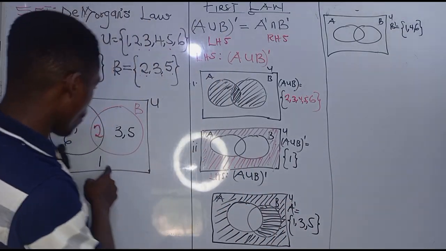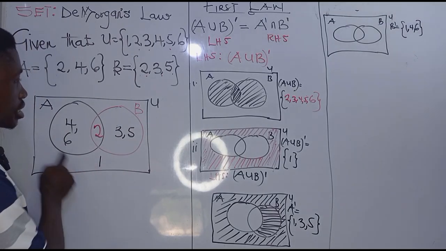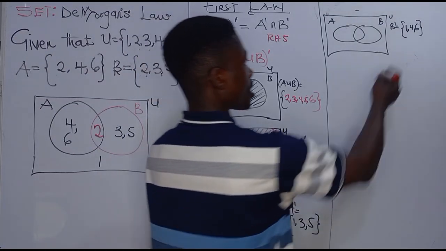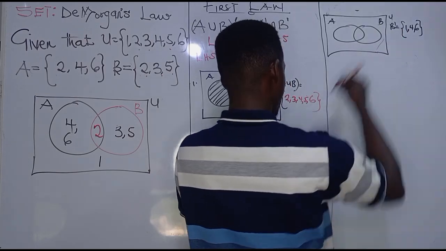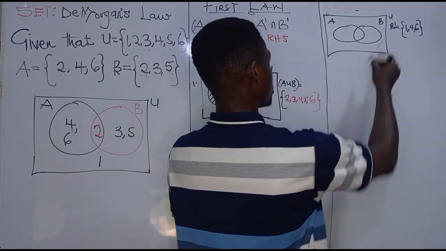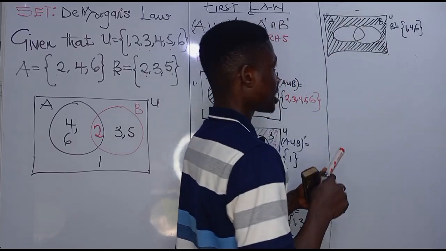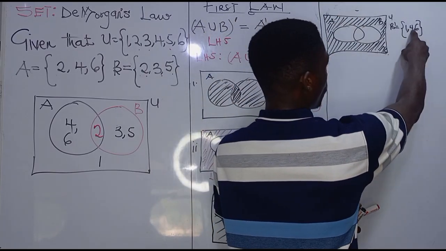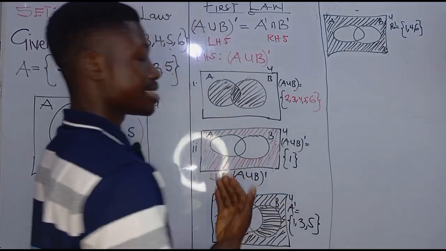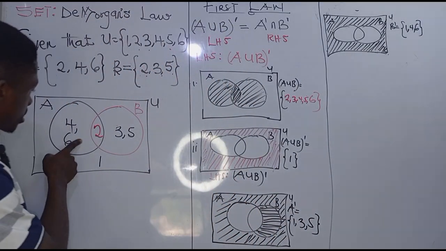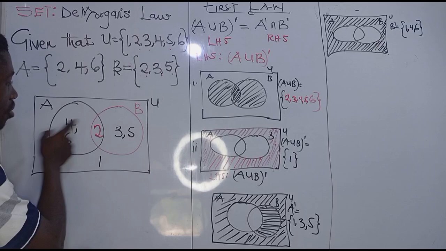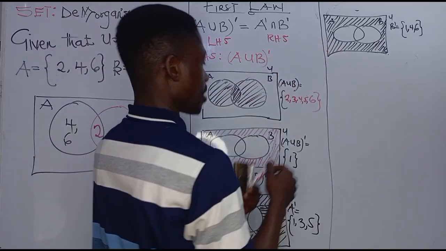So we have 1. 1 is all this region outside the 2 circles. So we are going to shade all the regions outside the 2 circles. So that is 1. We also have 4 and 6. 4 and 6 is in what region? 4 and 6 is in this region. So we are going to shade all this region in this Venn diagram.